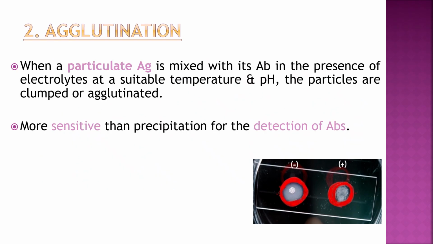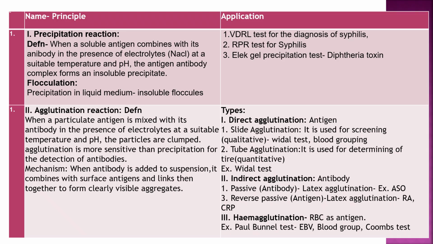Now let's see agglutination. When a particulate antigen is mixed with its antibody in the presence of electrolytes, sodium chloride, at a suitable temperature and pH, the particles are clumped or agglutinated. It is called agglutination. It is more sensitive than precipitation for detection of antibodies. The applications of precipitation are the VDRL test and RPR test for diagnosis of syphilis, and the Elek gel precipitation test for the diagnosis of diphtheria toxin.